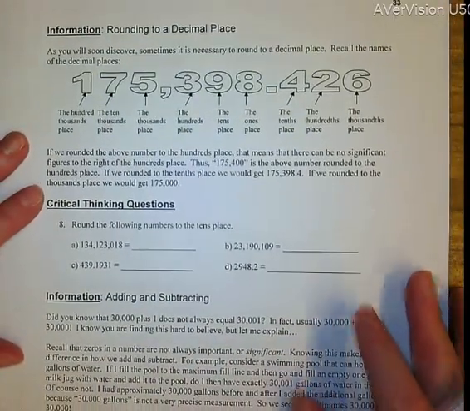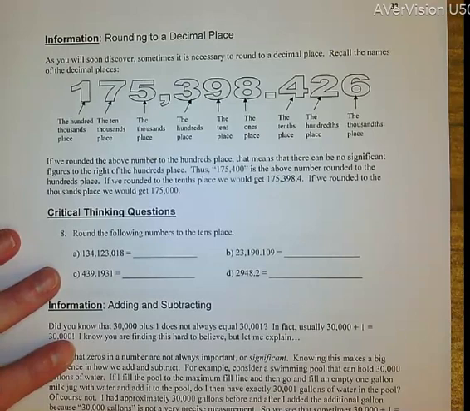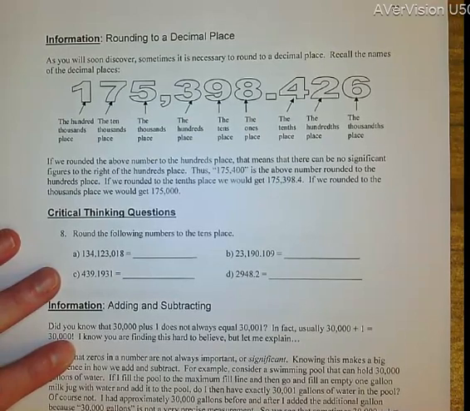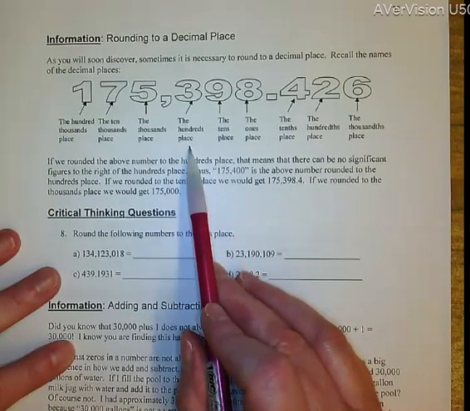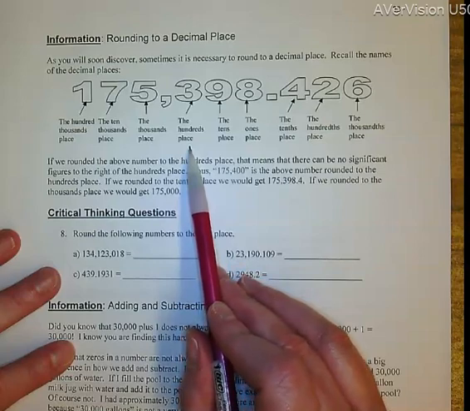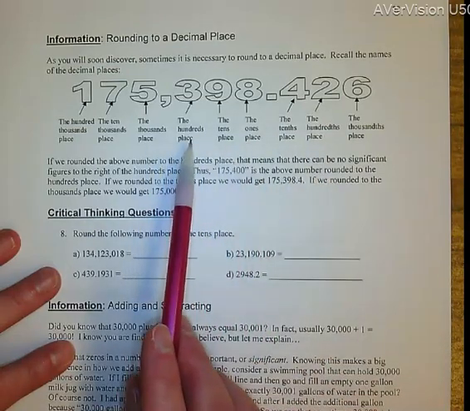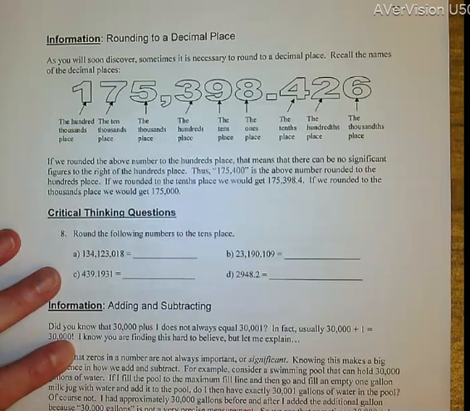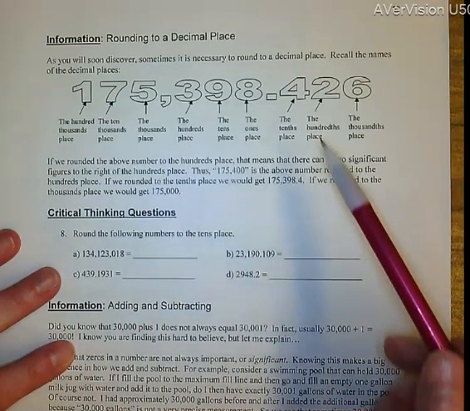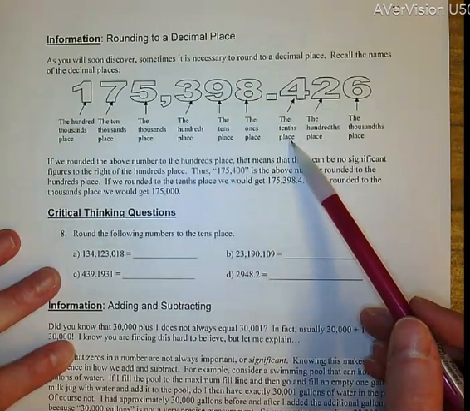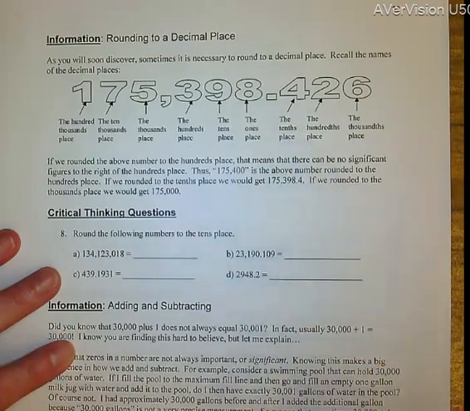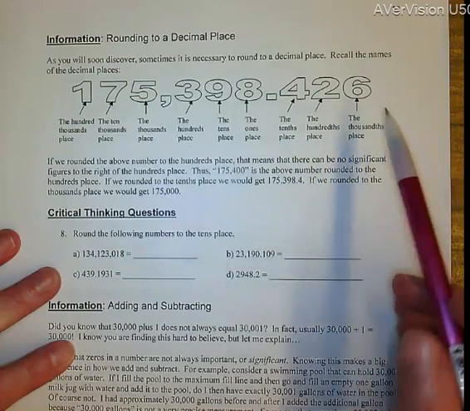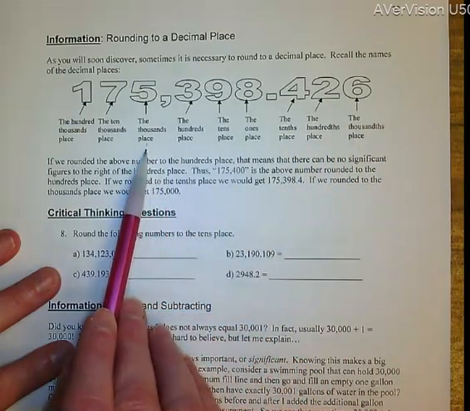All right, rounding to a decimal place. As you will soon discover, sometimes it is necessary to round to a decimal place. Recall the names of the decimal places. Not super important to me, but there they are. If we rounded the above number to the hundreds place, that means that there can be no significant figures to the right of the hundreds place. Thus, 175,400 is the above number rounded to the hundreds place. If we rounded to the tenths place, we would get 175,398.4. If we rounded to the thousands place, we would get 175,000.